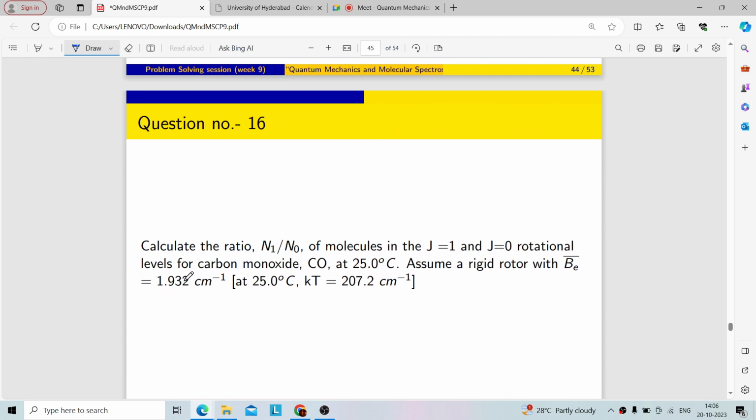Okay, moving on to the next question. Calculate the ratio N1 over N0 for molecules in J equal to 1 and J equal to 0 rotational levels for carbon monoxide at 25 degrees Celsius. Assume this system to be a rigid rotor with B_e of this value.